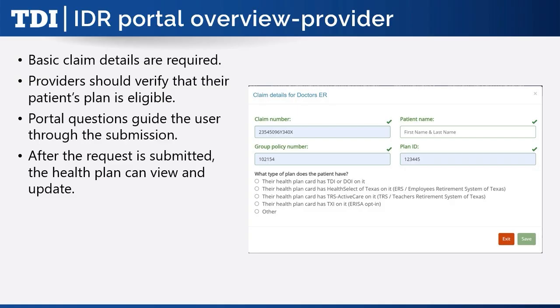If they are ERS or TRS plan members, again, that is a good indication that the plan will be eligible. Or if it has the TXI listed, which indicates that it is a plan that has opted in. It's an ERISA plan that has decided to opt in to the Texas IDR process. The portal asks basic questions. It walks the submitter through it. And once the request is submitted, the health plan is notified that they have a request, and then they can view and update the request accordingly.